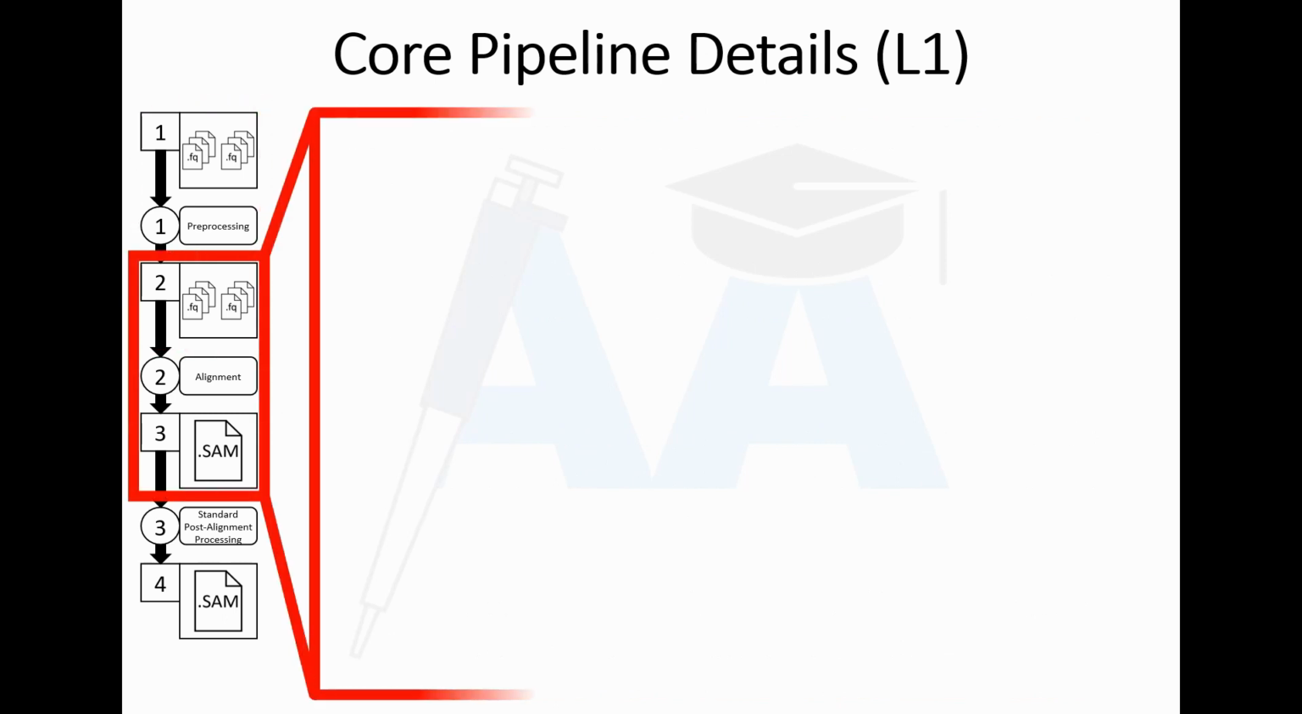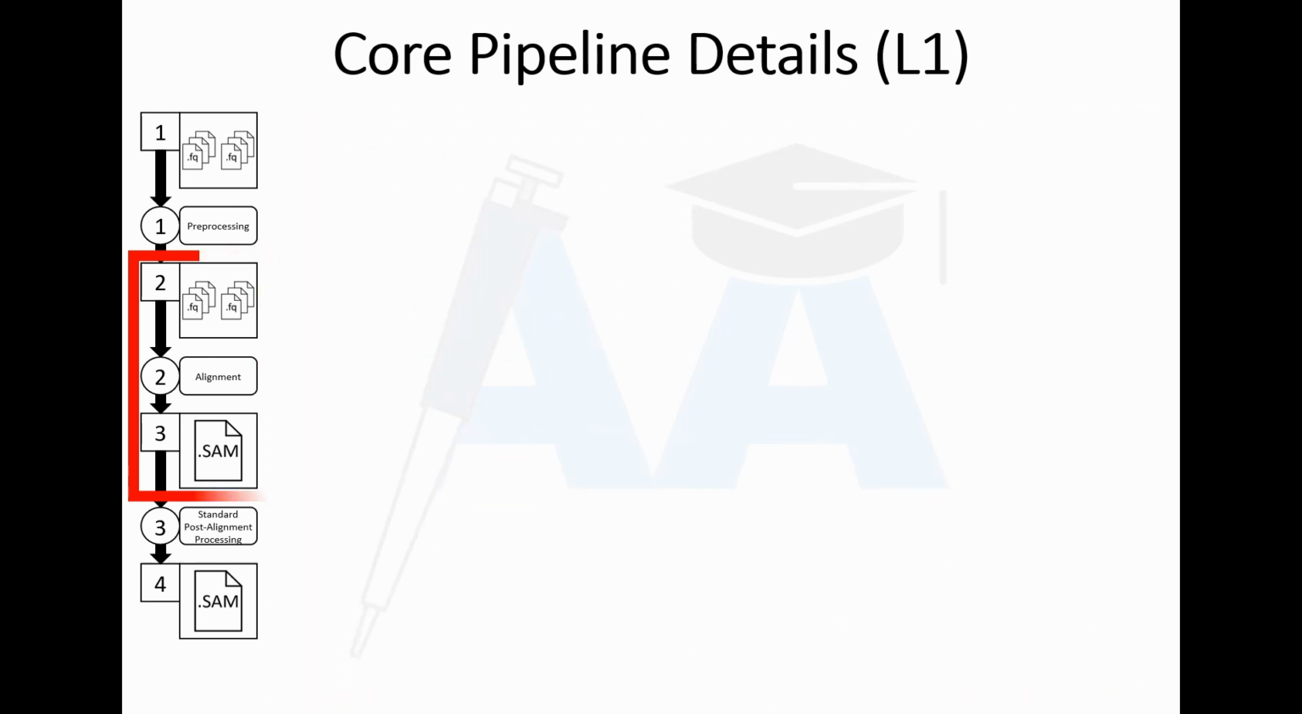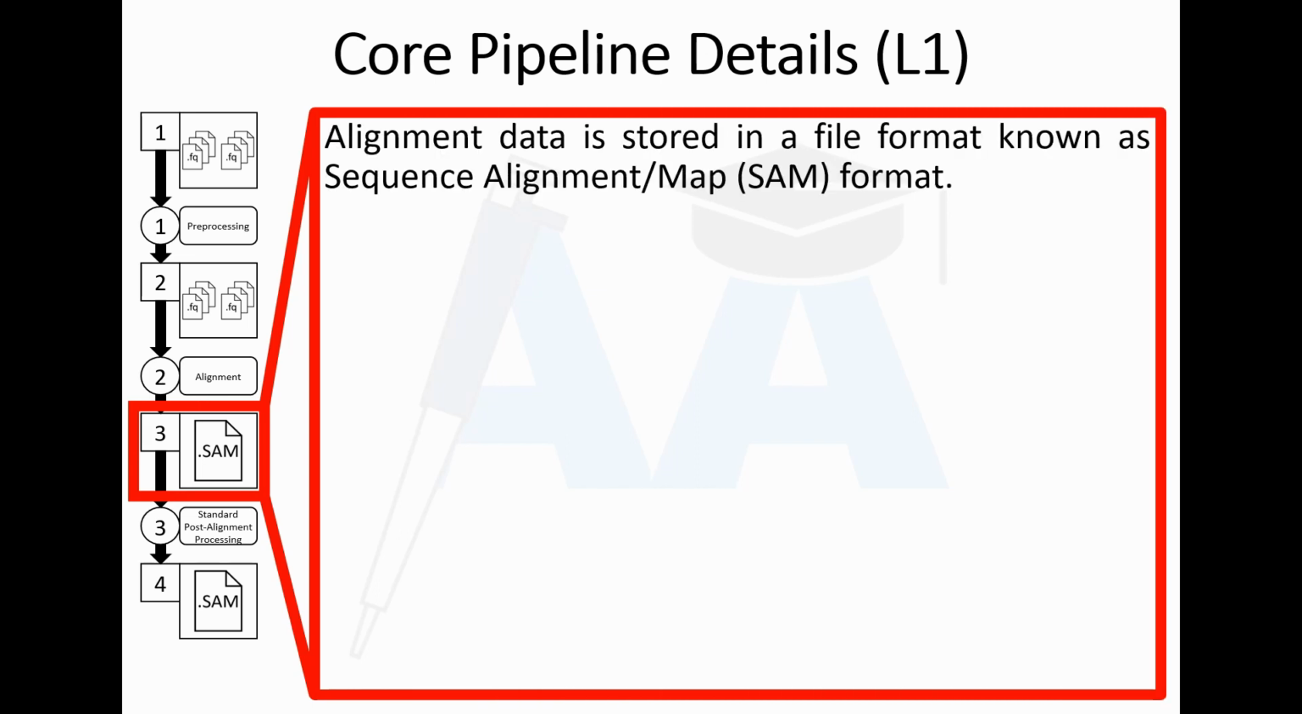The alignment process itself is fairly simple. The reads are mapped against the reference genome to see where in the genome these reads originated from. Technically speaking, the reads are aligned against the index of the reference genome. But fundamentally, that doesn't change the fact that we're mapping to see where in the reference genome these reads originated from. The mapping process produces a SAM file. So what is a SAM file?